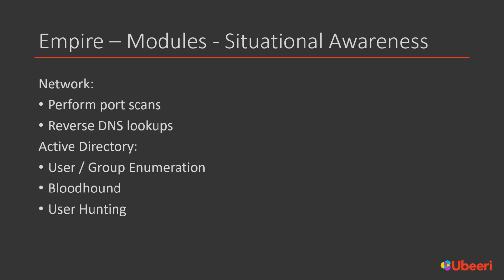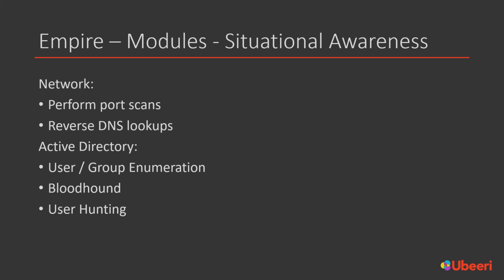So some of the situational awareness modules we can go over. There's generic network situational awareness. Once you've compromised a host, you can do port scans and reverse DNS lookups to identify other interesting systems on the network that you might want to attack. And you can also do a lot of Active Directory enumeration. So you can ask to pull the users in Active Directory or all of the groups.